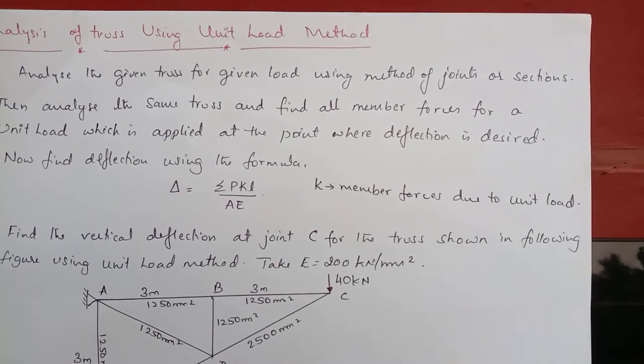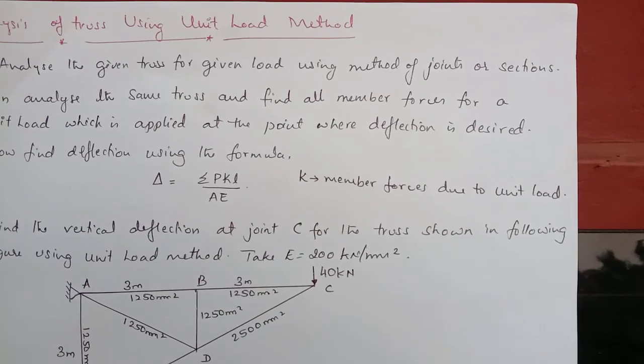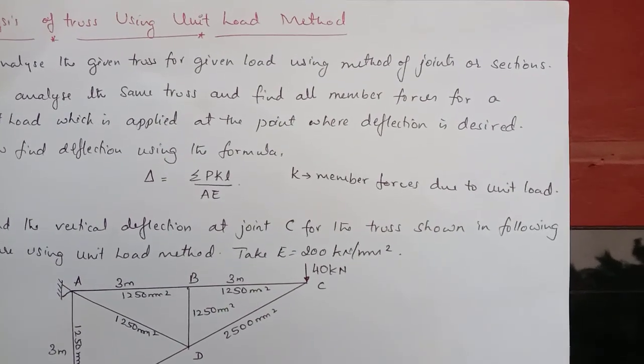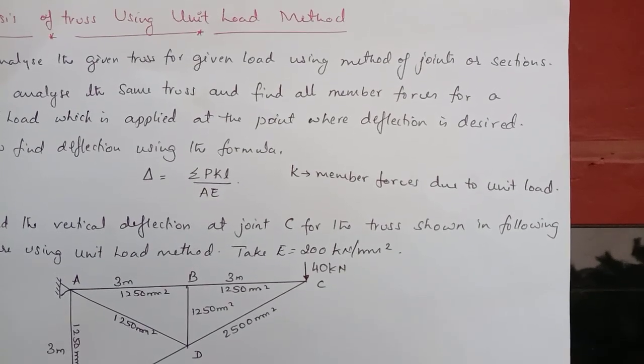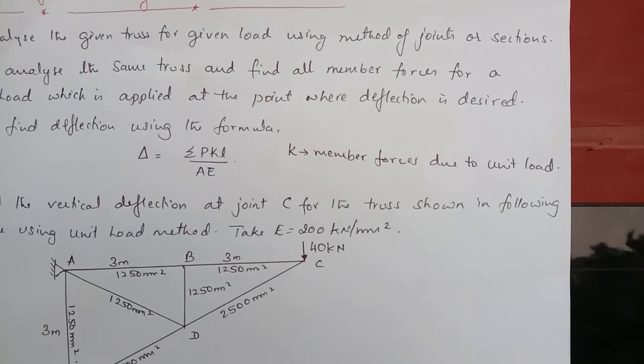Now finally you find the deflection using a formula summation pKl divided by AE, where A is the cross sectional area, E is the Young's modulus, L is the length of the member, K is the member force due to a unit load, and P is the member force due to the applied load.